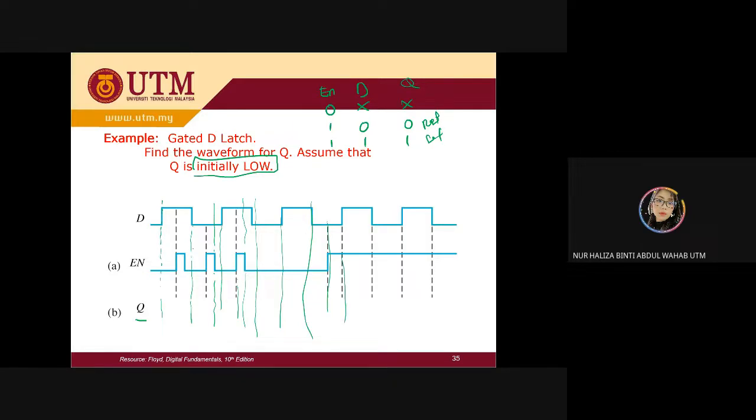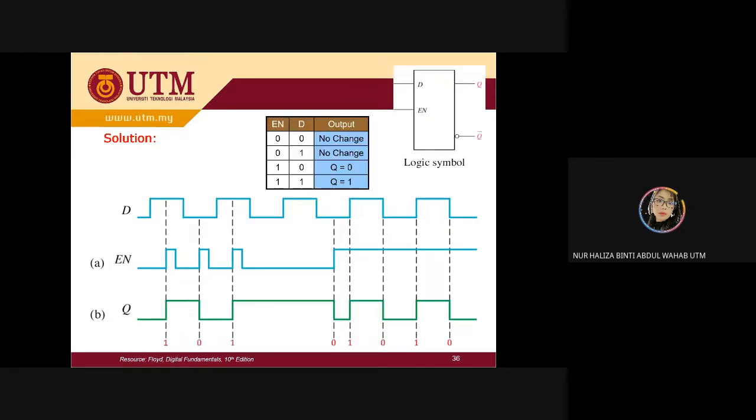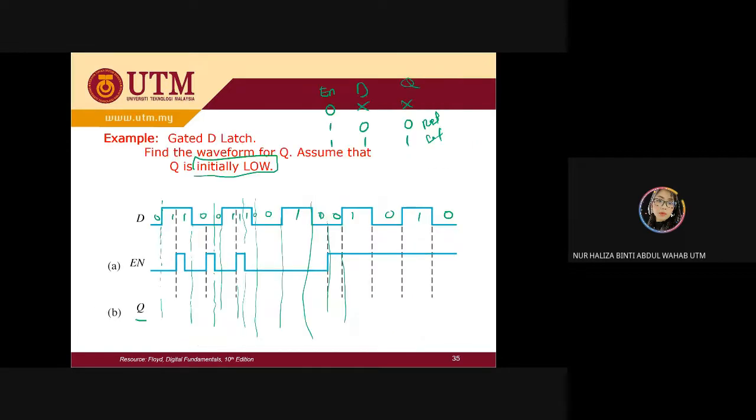Okay, the rest is similar. Now I put the value. We have 0, 1, 1, 0, 0, 1, 1, 1, 0, 0, 0, 0, 1, 0, 1, 0. Okay, next. Next you can see 0, 0, 1, 0, 0, 1, 0, 0.